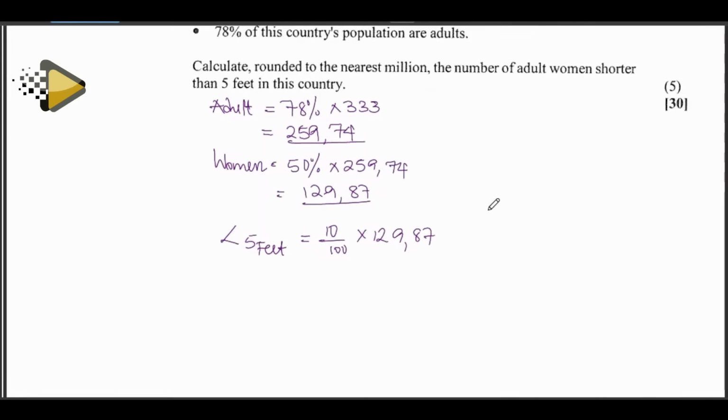Times 129.87, so we end up having 12.98. But remember, they said to the nearest million. So meaning we have 13 million. Okay, that marks the end of question number 4.